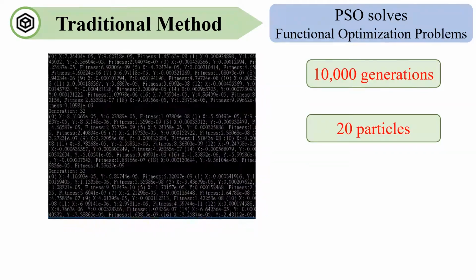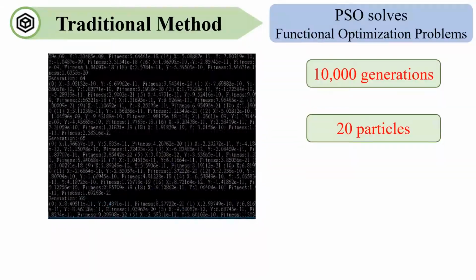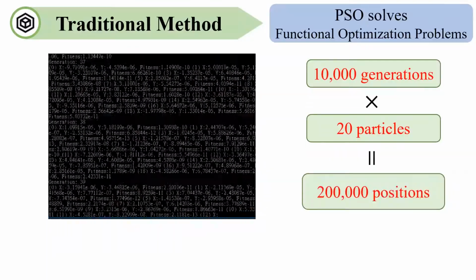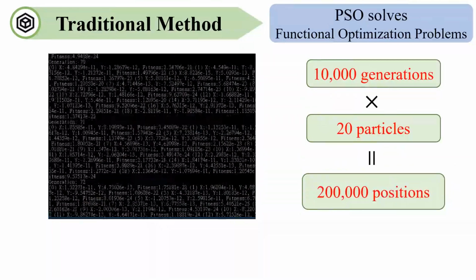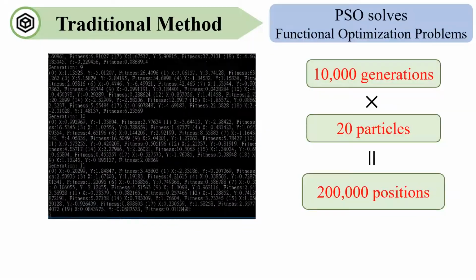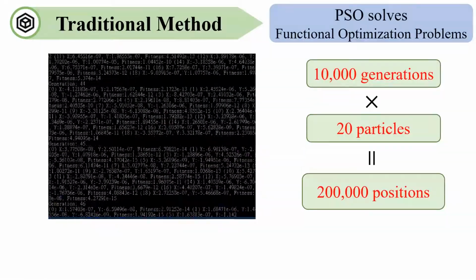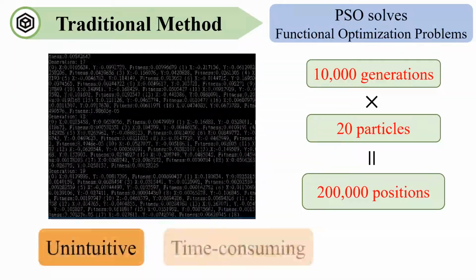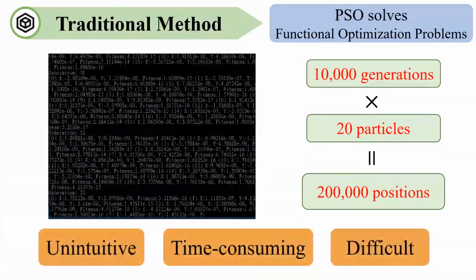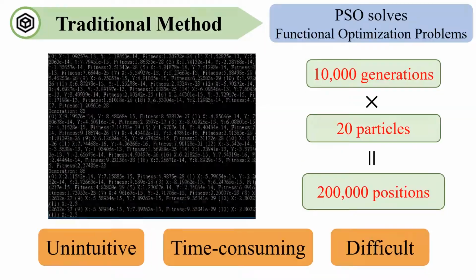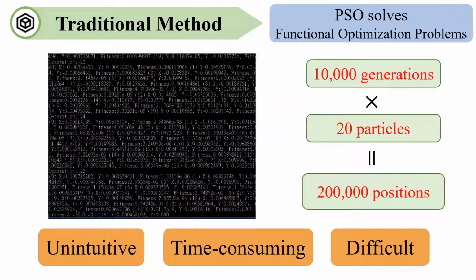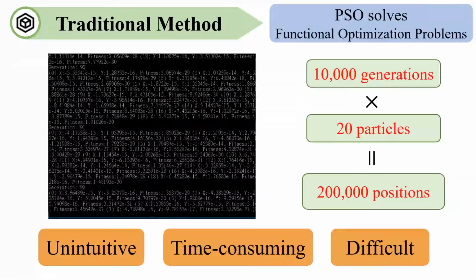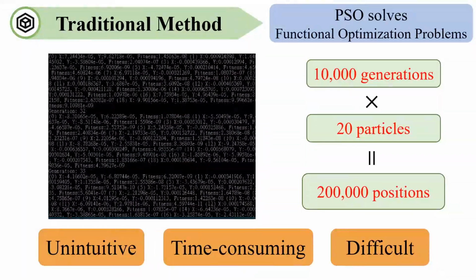But the algorithm includes just 10,000 generations and 20 particles. There are 200,000 positions that need to be checked. Not to mention the more generations or more particles. If we want to carefully recognize the moving direction, that could be very unintuitive, time-consuming, and difficult to analyze. When there is a mistake in the analyzing process, all the efforts are wasted. So it could be impossible to analyze all the positions by the traditional method.